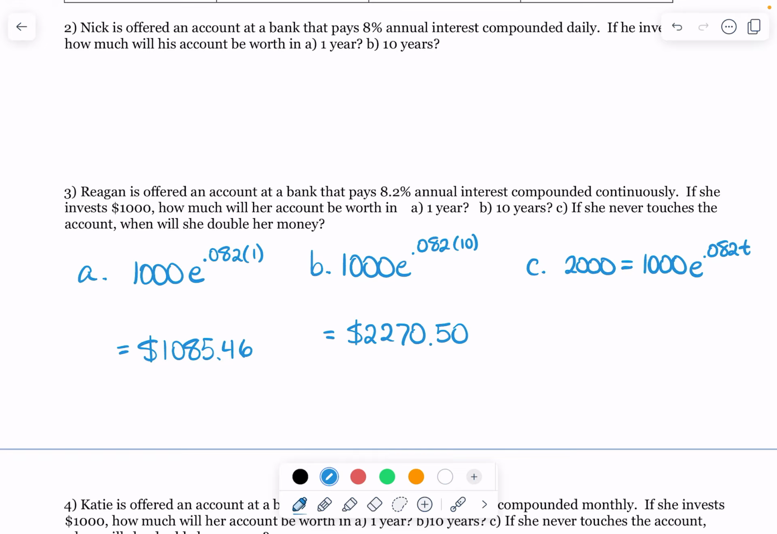And as we've done before, in order to solve this, we've got our variable up in the exponent. And when that happens, we'll eventually learn to solve that with a logarithm, but for this unit, we'll be solving it graphically. Okay, so I can go over and graph this. First, I'm going to simplify this down, and I'm going to do 2,000 divided by 1,000, and say 2 equals E to the 0.082 times T. And I'll take this, and I'm going to go ahead and graph this.